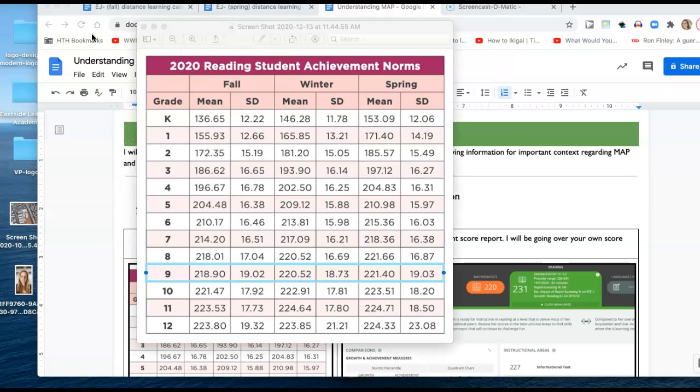So your RIT score helps us to understand where it is that you're performing academically in comparison to the national average. So that's really a complex idea there. Let's unpack that a little bit. What you're looking at on the screen here is the 2020 Reading Student Achievement Norms. So essentially, this is the layout for national averages for the MAP test, for the MAP reading test by grade level. So here you have this column is grade.